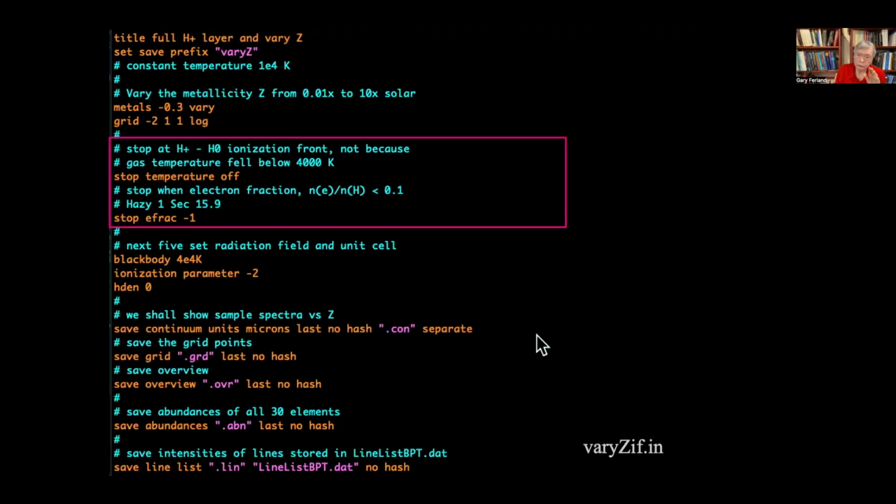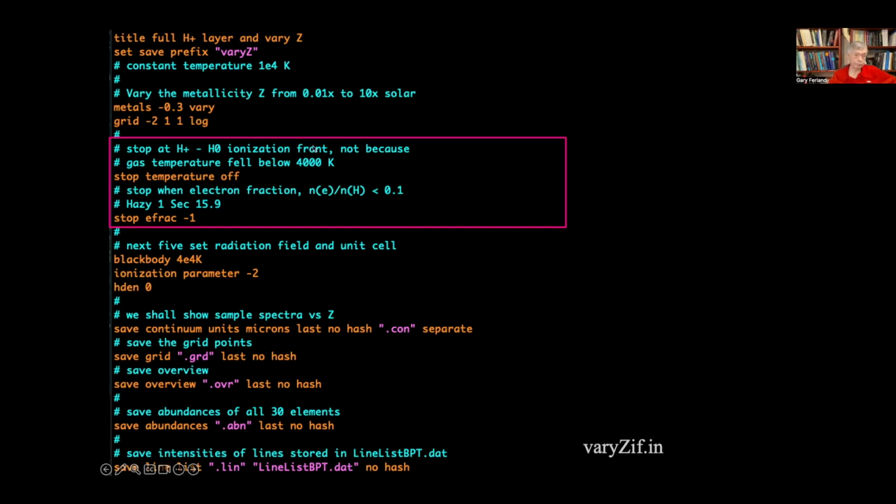What we're going to do now is look at some spectra at various metallicities in this plot we just saw. And we're going to look at 0.01 solar up to 10 times solar. And this is the input script that's going to do it. So here we're varying the metallicity between 1%, 10 to the minus 2, and 10 times solar in one dex steps. We're going to save the spectrum at each one of these models and have a look.